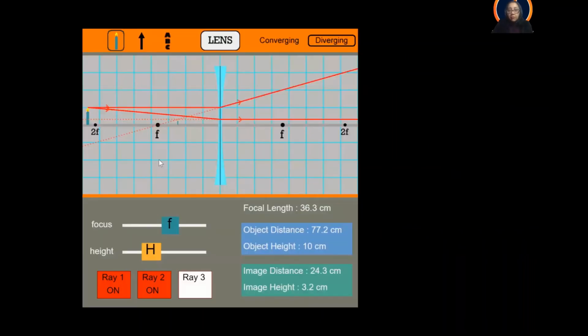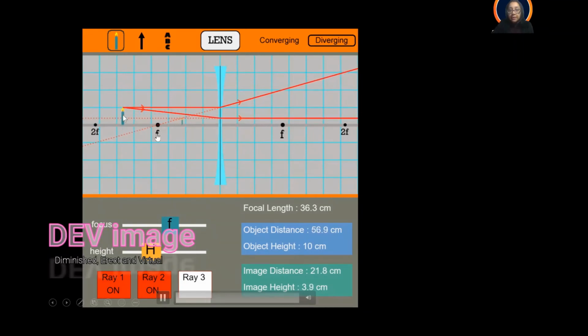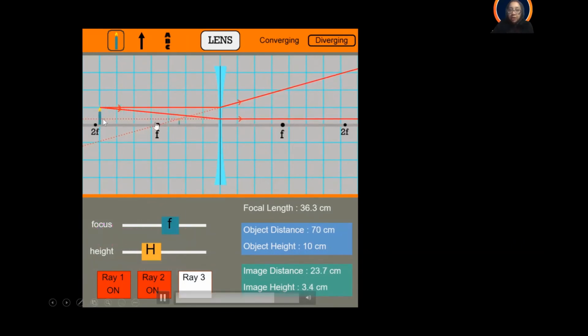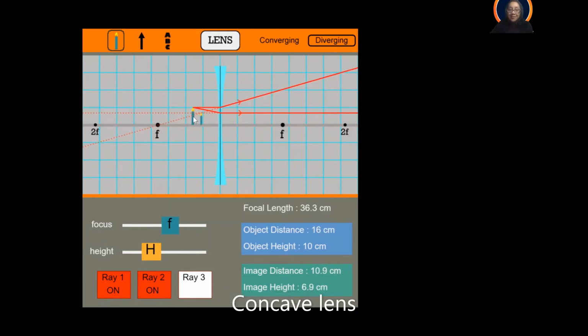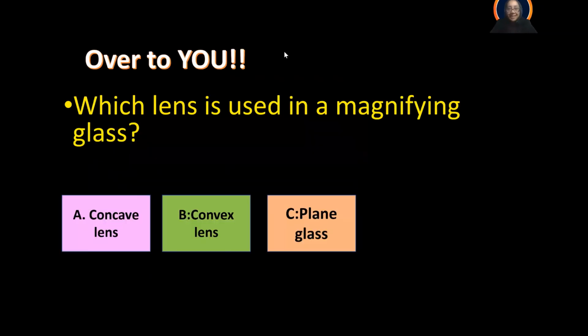Now, remember this simulation for better understanding. For the DEV image, as you drag the object towards the lens, you can see the image is not changing its quality. It is diminished, it is erect, and it is virtual. And you can also see the position is between focus and optical center for the concave lens.